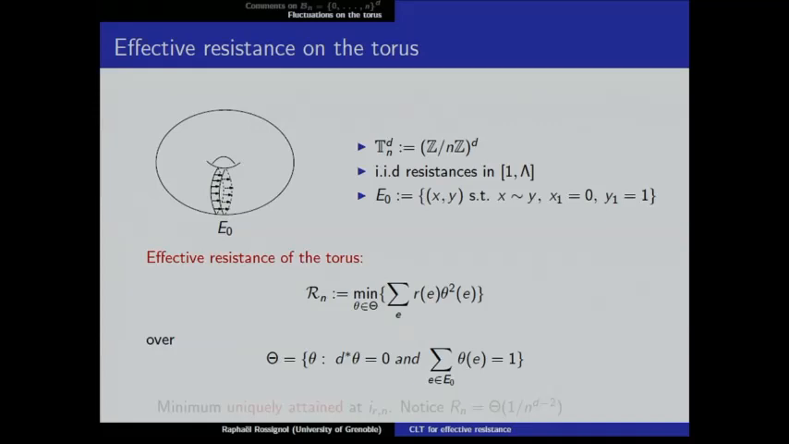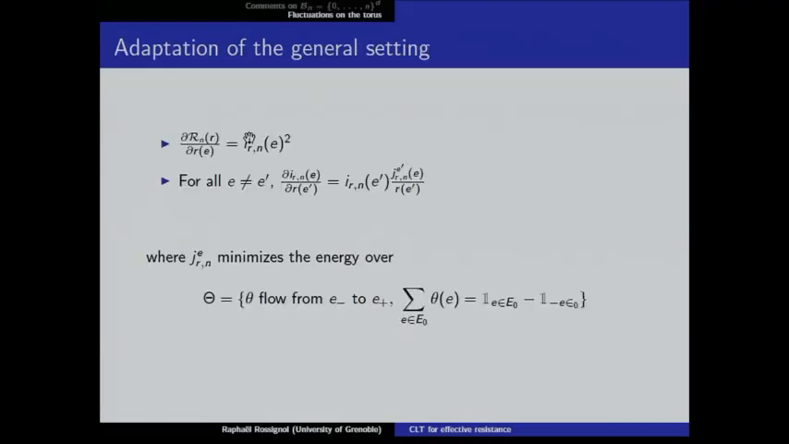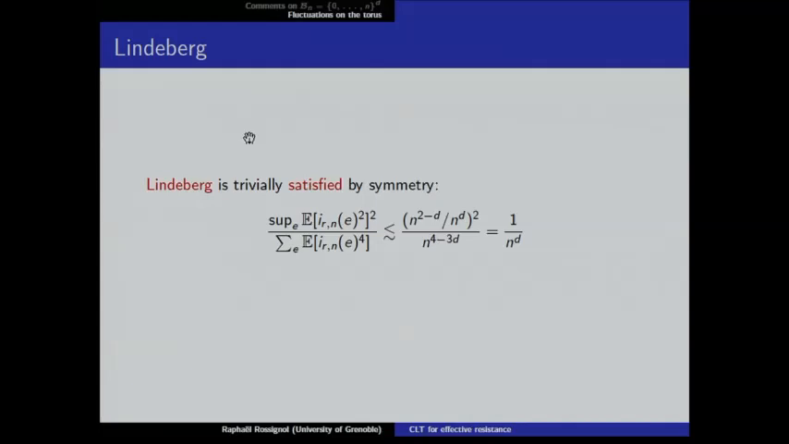So for instance, this is satisfied by a path which goes through the hole, like this. In a sense, we force the optimal flow to go around the hole. Then essentially, the basic theory remains: there is a unique minimum, the minimum is uniquely attained, and the resistance is of the same order as before. And here we can show the theorem.